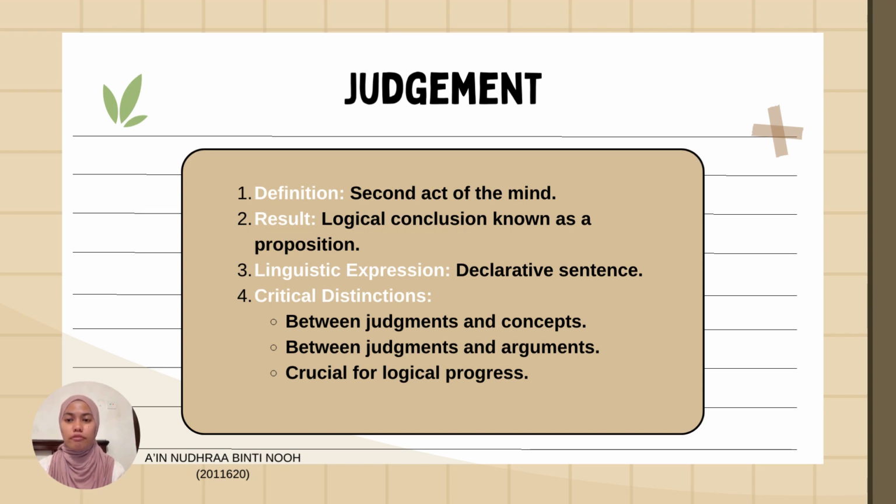Next, number 4, critical distinction, which means crucial distinction. What is the meaning of distinction? Distinction is the difference. So we go one by one. There are three types of critical distinction here for judgment: the first is between judgment and concept, then between judgment and argument, and the last is crucial for the logical process.